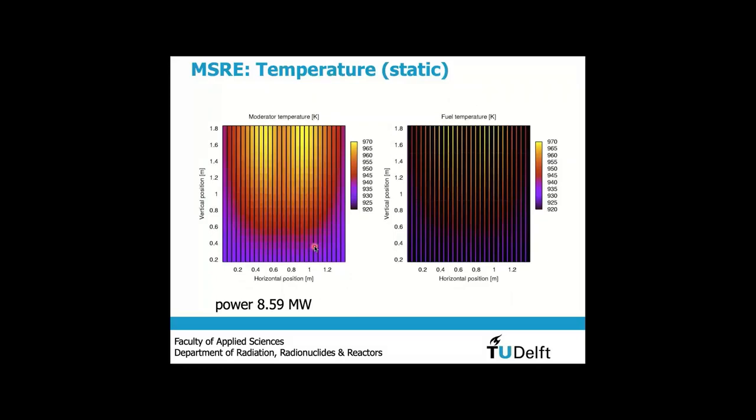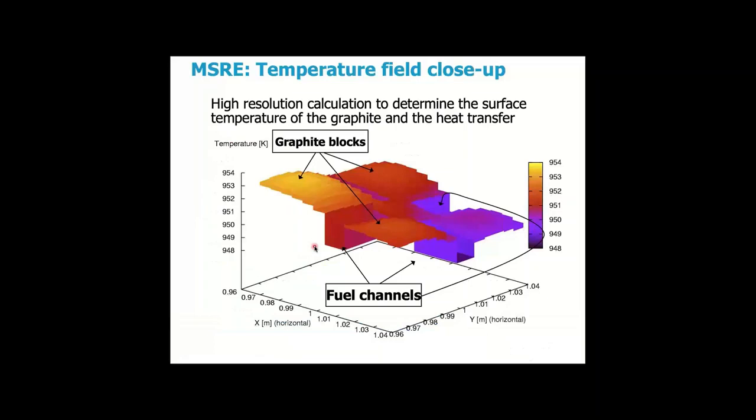Temperatures, both of the moderator, so the graphite, and of the fuel. And that's something quite interesting about, if you zoom in a bit, for this molten salt reactor. This is a zoom in of the temperature field with a couple of graphite blocks and a fuel channel here. Here's a fuel channel, here's a fuel channel. Now you normally, of course, expect that the fuel is always the hottest region of your reactor. But here that's quite the opposite.